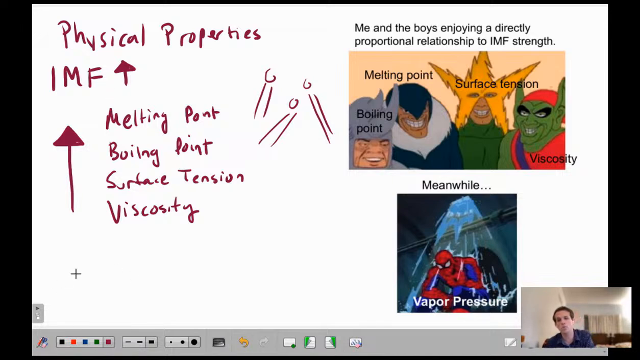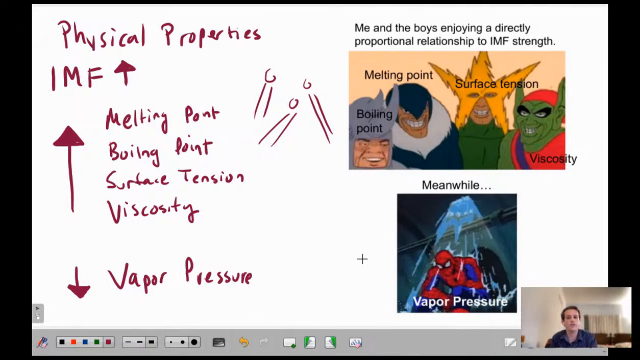Now, the one that's the odd man out, where if you're looking over there at my Spider-Man meme, maybe you're starting to figure out, is vapor pressure. And that's not because of some crazy thing about IMFs. That just has to do with the definition of vapor pressure, right? It has to do with how many molecules are going to be exiting the liquid phase, even if it's momentarily, and entering the gas phase at a certain temperature.